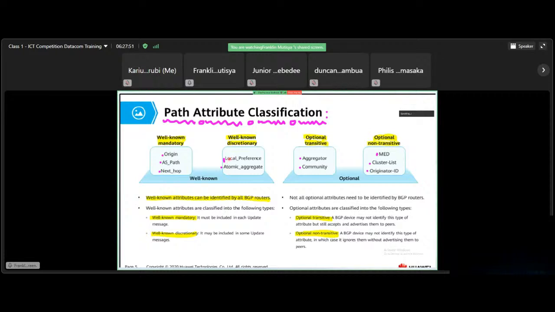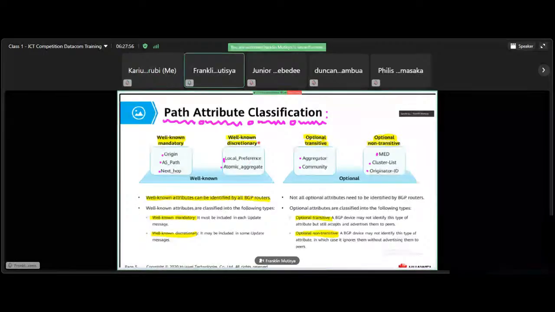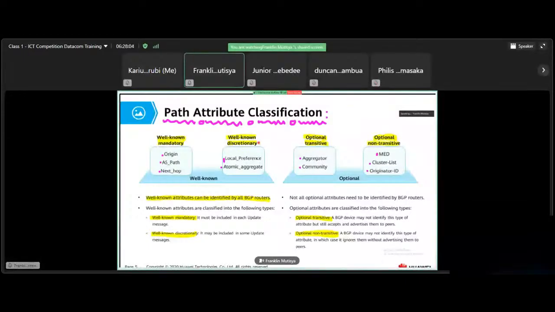Then we have well-known discretionary. We have said well-known discretionary are attributes which may or may not be included in a BGP update message. And there are two of them. We have the local preference and we have the atomic aggregate. We have other attributes on this side where we have the optional attributes, the optional transitive and the optional non-transitive. They're going to ask you about these attributes. So the optional transitive, we have the aggregator and community attribute.